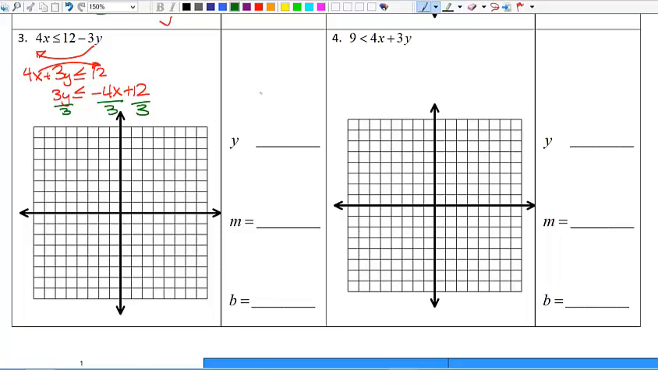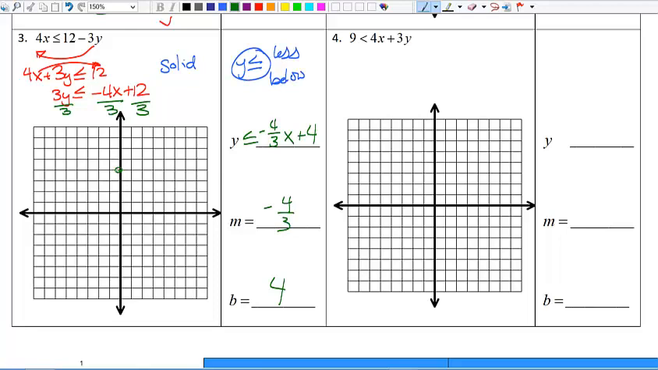So my equation is y is less than or equal to negative 4/3 x plus 12/3, which reduces to 4. My sign doesn't change because I didn't multiply or divide by a negative. Because it's less than or equal to, that tells me I have a solid line, and because y is less than, I'm going to shade below the line because I'm comparing it to the y.